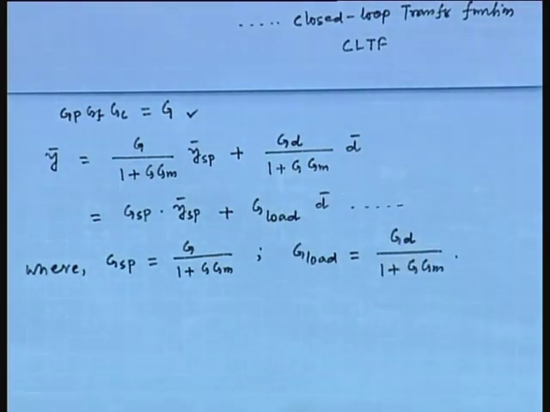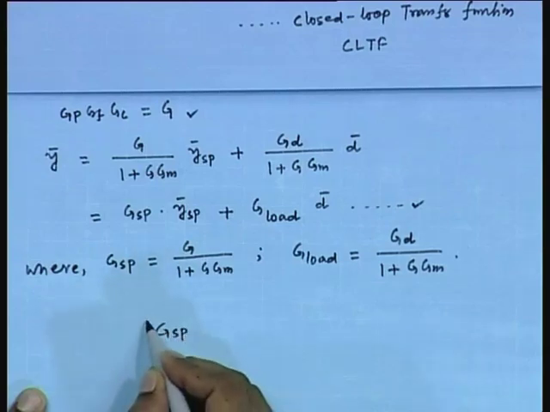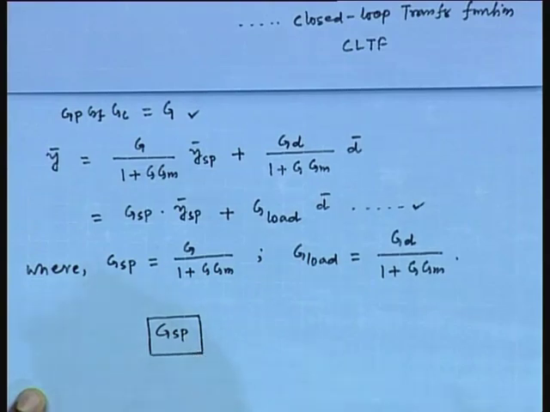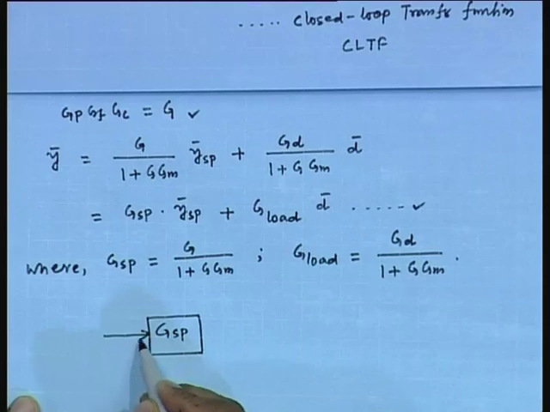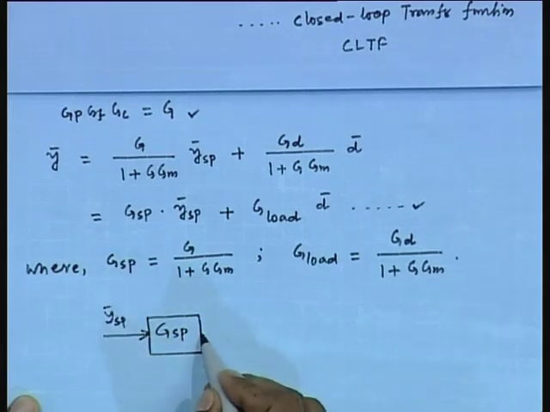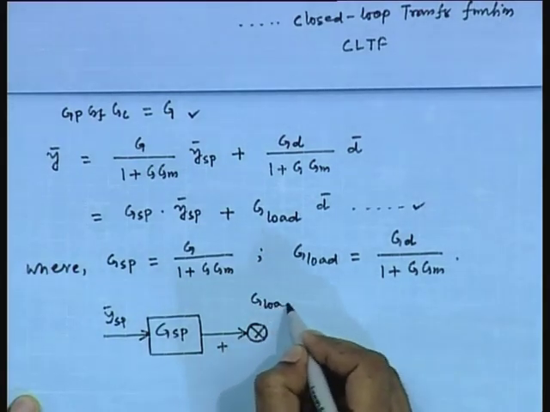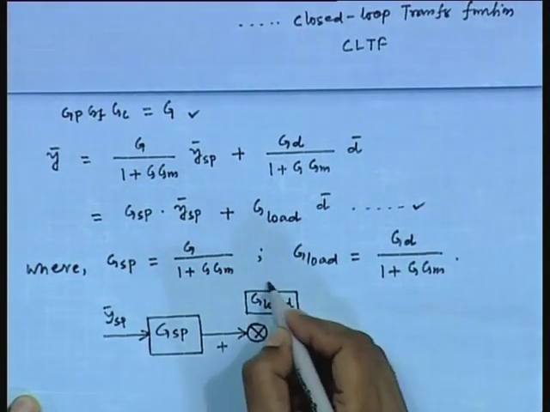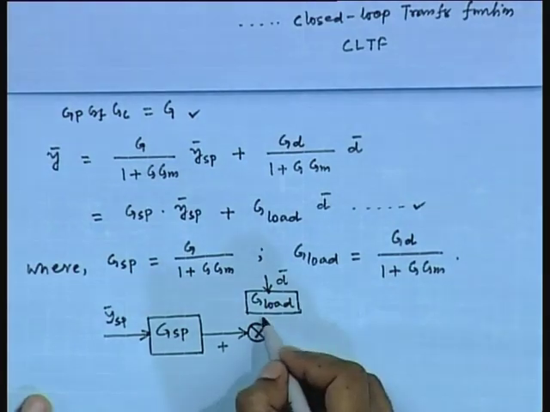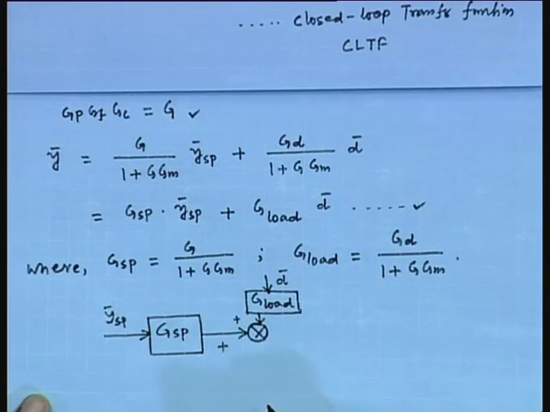Can we develop the corresponding block diagram? What will be the block diagram of this final form of closed loop transfer function? It is very simple. We can consider one block for G set point. What is the input? Input is y set point. Now, this output is added with the output of this load block. I mean, these two outputs are added and finally we get y. This is the block diagram of the final closed loop transfer function.